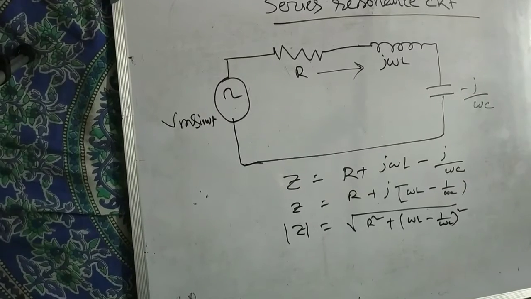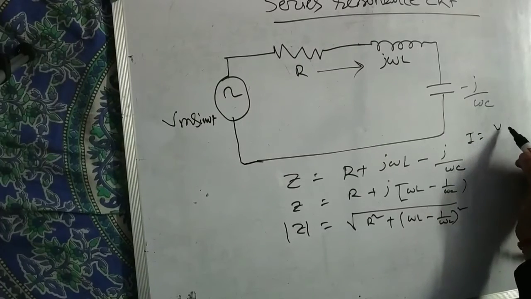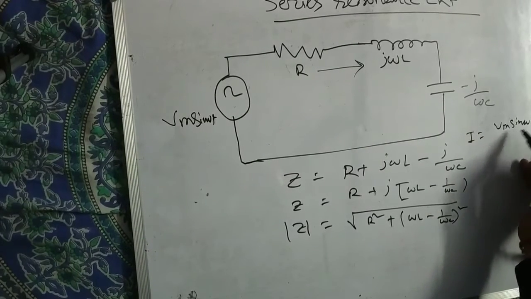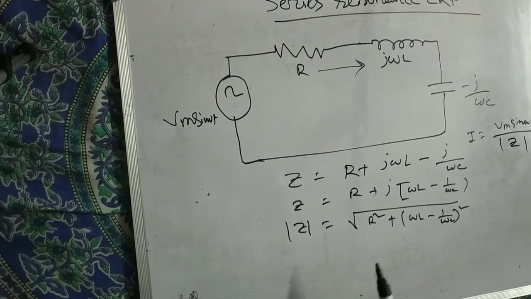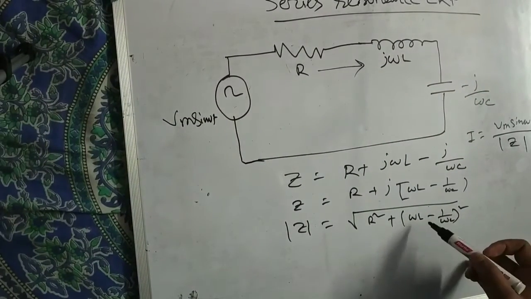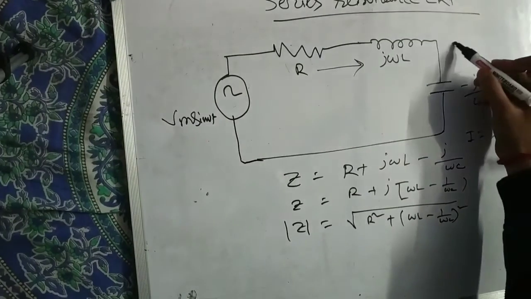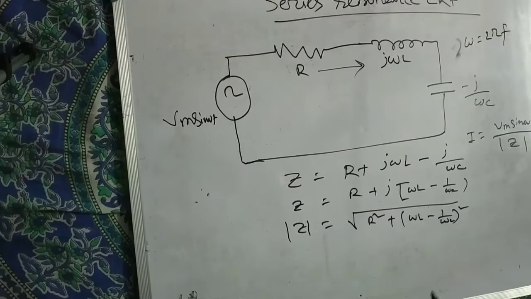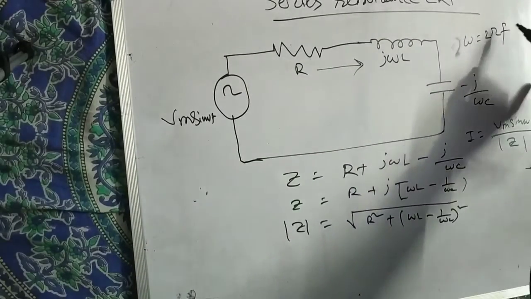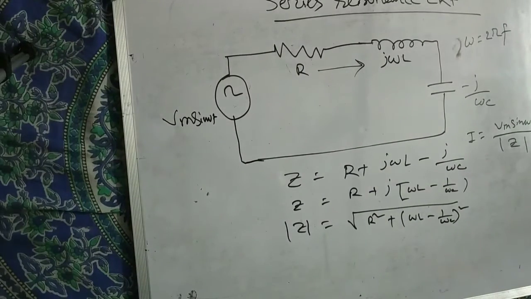So the current will be I equal to Vm sin omega t by this mod Z value. Here we have a new term, resonance. What does it mean? In this circuit we can vary the frequency. We all know omega equal to 2 pi into f. If we vary the supply frequency f, then the impedance of the inductance and capacitance will change.